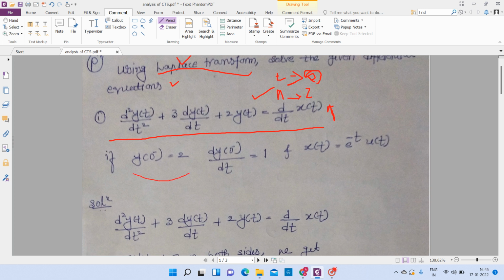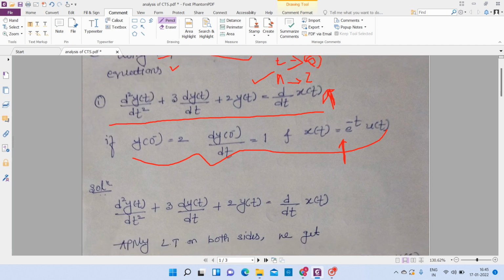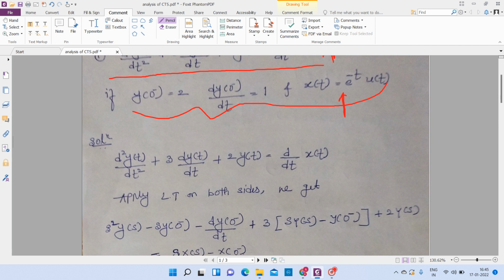These are the initial conditions, and this is our input signal. By using these conditions we have to solve this differential equation. This is a second order differential equation. This is our given equation, and for this given equation, we have to apply the Laplace transform.